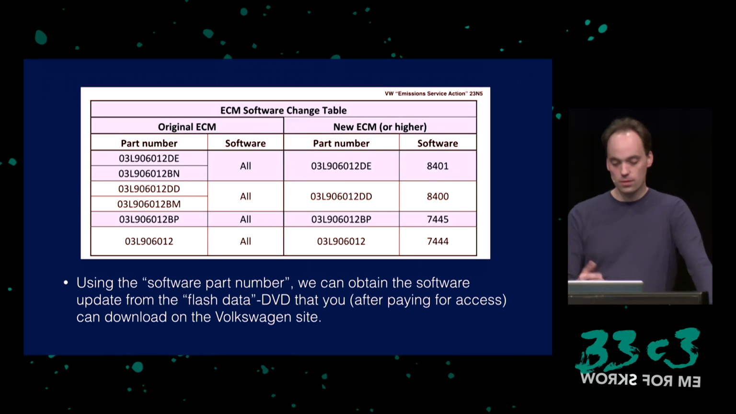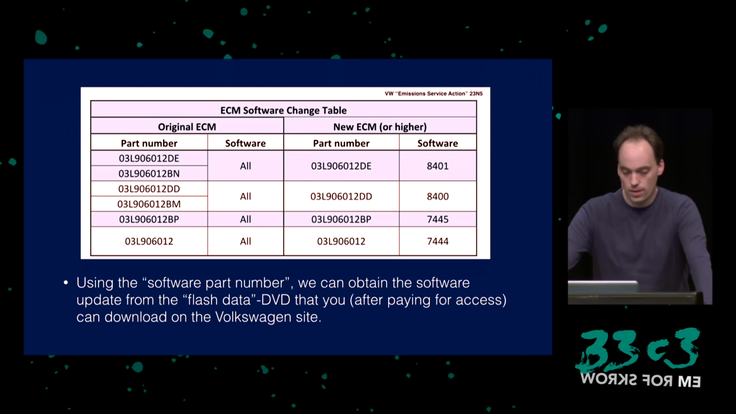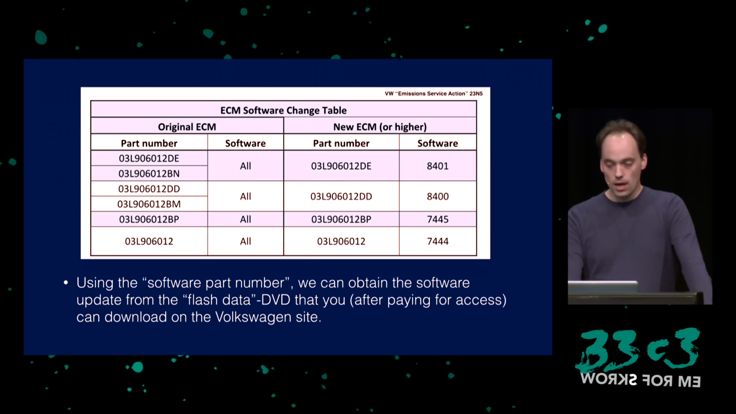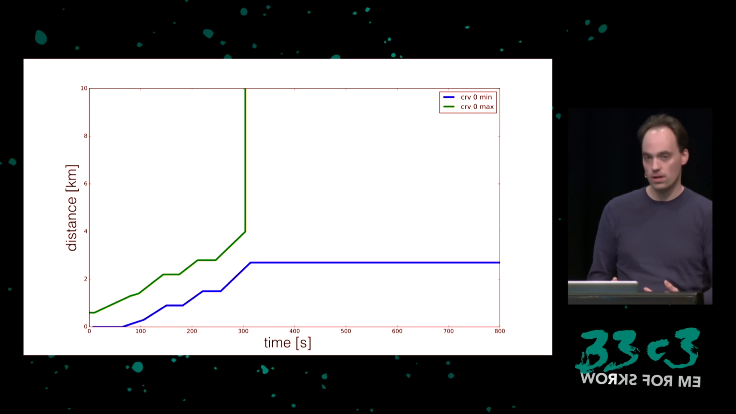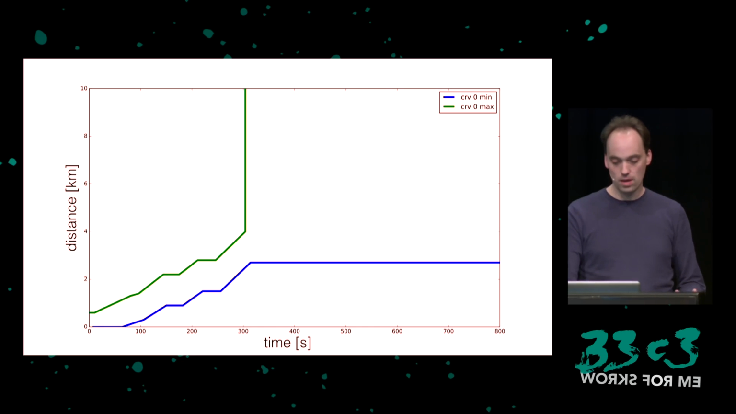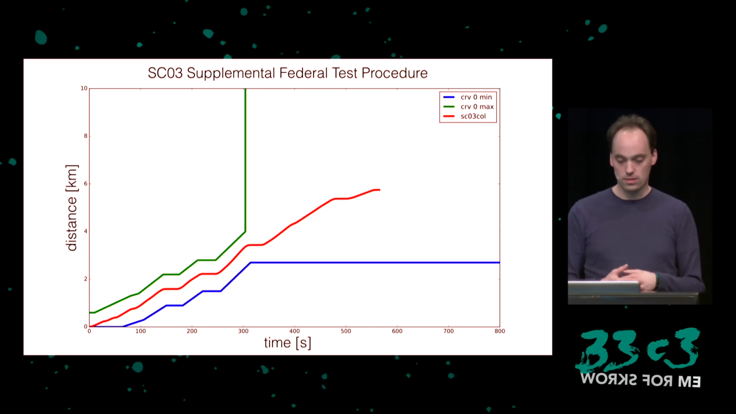And luckily, they tell you the old and the new software versions, and you can then go and look them up on a firmware DVD that you can download on the Volkswagen site. And it turned out, yeah, it's ECU software similar to the Bosch ECU software I looked at before. So there's an acoustic function again there, and the curves stored there, yeah, they match the US test cycles, right?